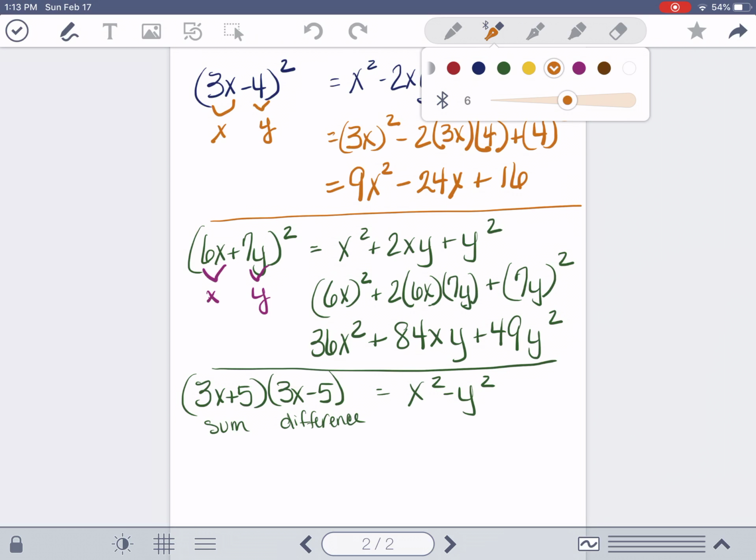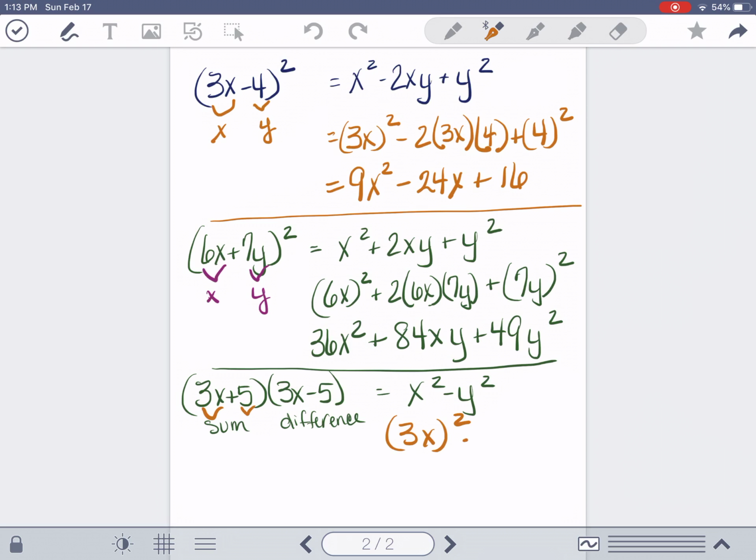So the x value is 3x, and the y value is 5. So we have 3x squared minus 5 squared. So we're going to be left with 9x squared minus 25. And that's your answer. Enjoy.